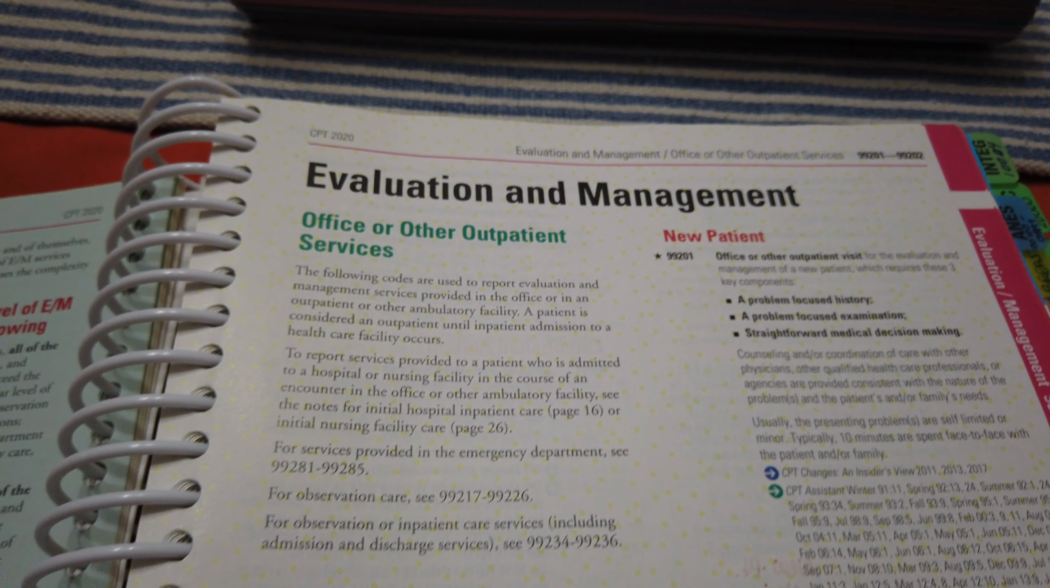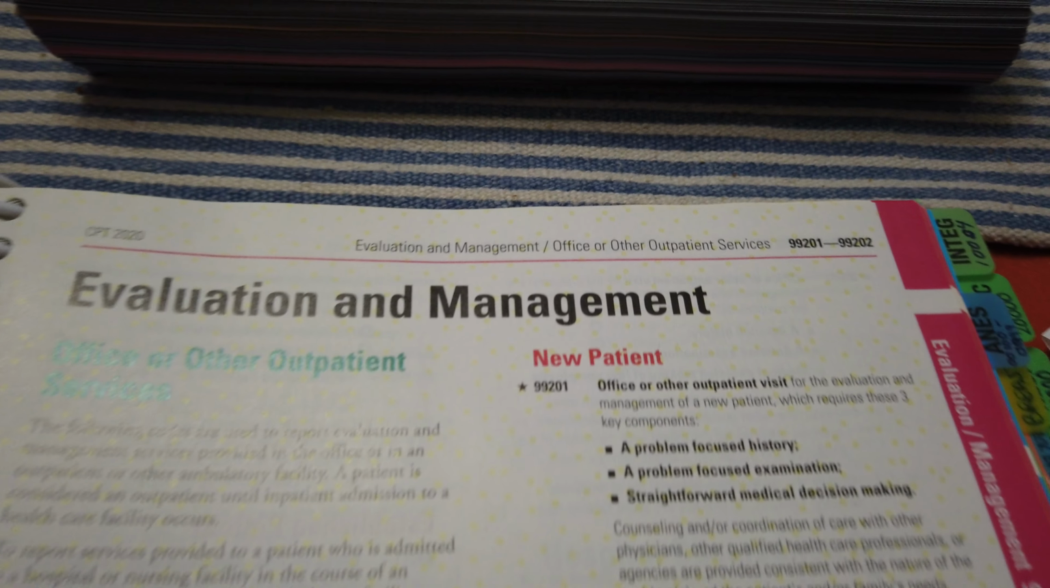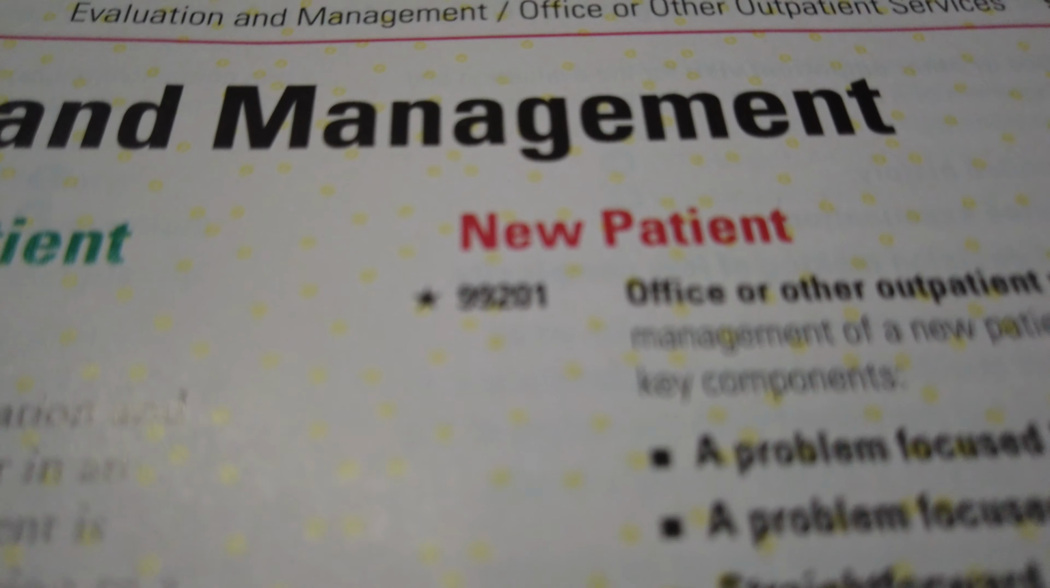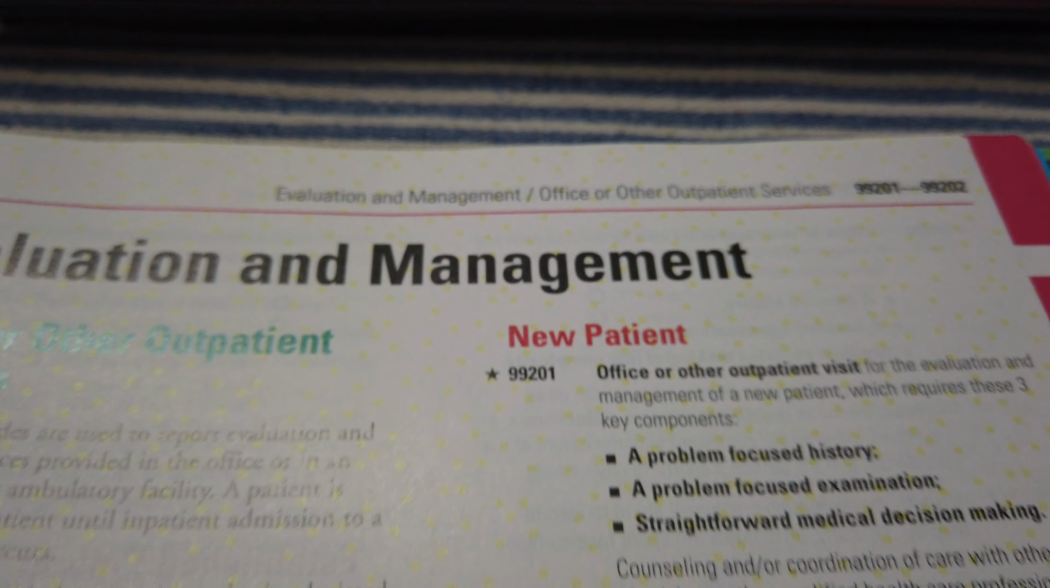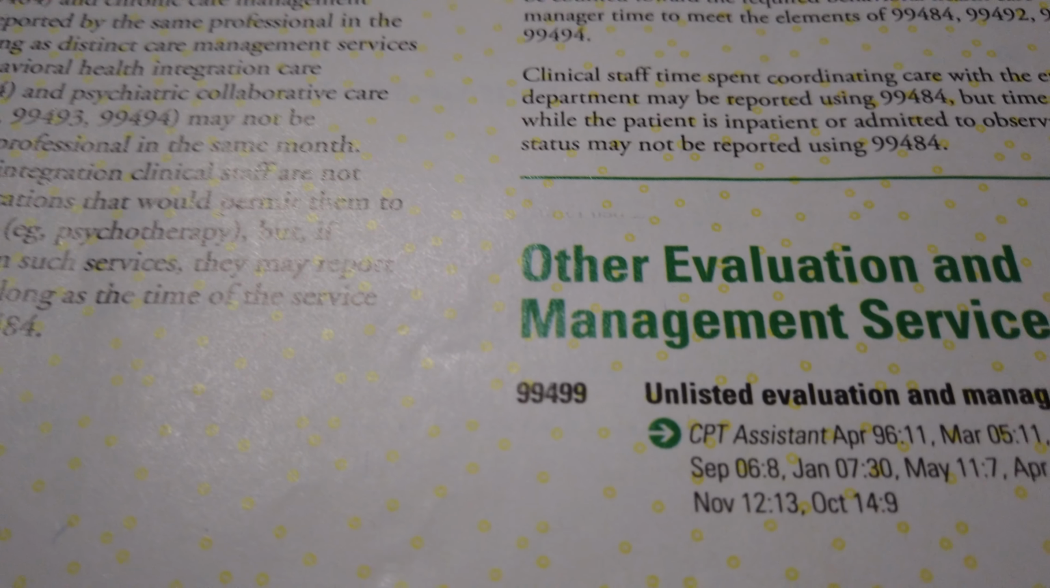Looking at this here, notice that my first code starts with 99201. Then it runs. If we go to the very last code of where E&M ends, this is the code that it ends with, 99499. So that's the numbers that I'm writing.